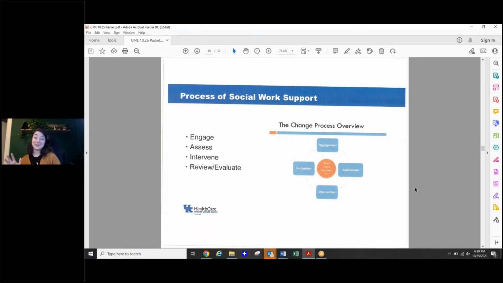Next comes the intervening stage, where we introduce those resources. So we connect them with transportation resources, lodging resources, national resources to help connect them with financial assistance, or local resources. Just essentially introducing those resources and support, and then finally reviewing and evaluating that. How did this work? How can we change it? How can we make it a little better for next time? Is it good? And that's just a loop that we continually go through as we're working with patients. Next slide.